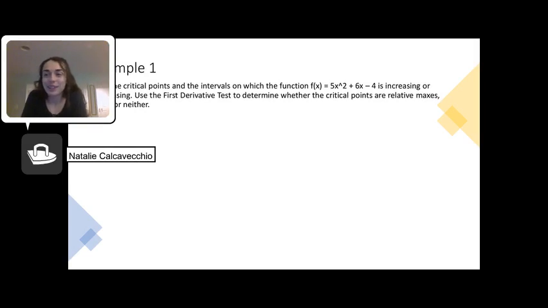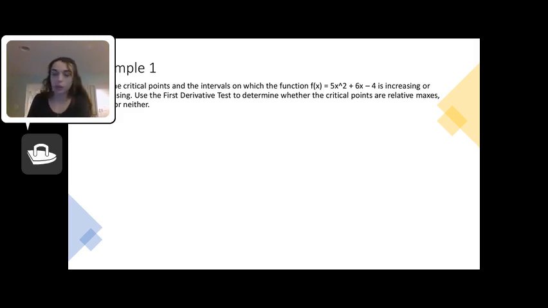Okay, class, we are going to be doing our first example on the first derivative test. It says, find the critical points and the intervals on which the function f of x equals 5x squared plus 6x minus 4 is increasing or decreasing. Use the first derivative test to determine whether the critical points are relative maxes, mins, or neither. So we are always going to start these problems by finding our slope or our derivative. So f prime of x in this case equals 10x plus 6.